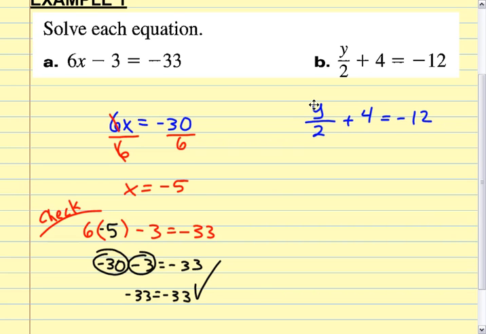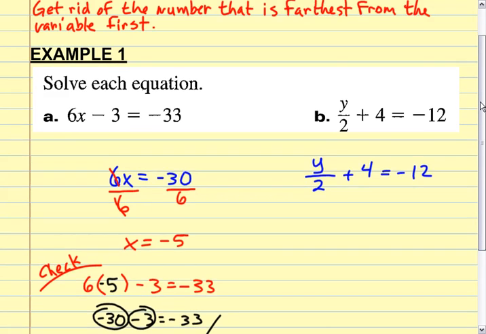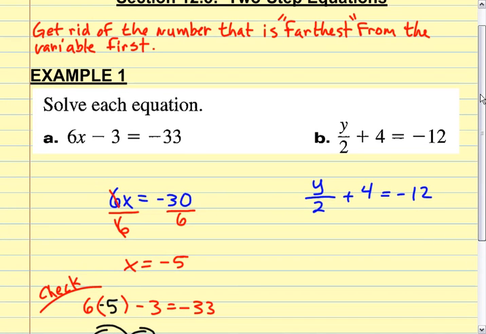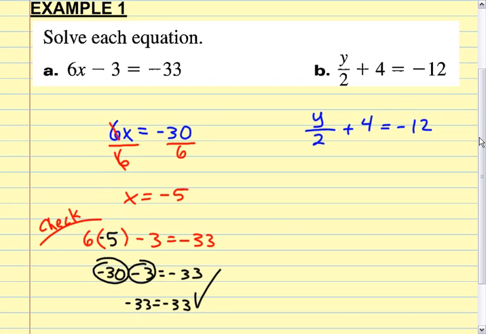I like to call it SADMAP. Okay? I'm going to add and subtract stuff first, and then I'm going to multiply and divide stuff second to get the variable by itself. All right? But I like this first rule, too. It works well for us. Get rid of the number that is farthest from the variable first. In effect, that's the same as SADMAP, okay? Or it can be. Now, looking at this, it says y divided by 2 plus 4 equals negative 12.